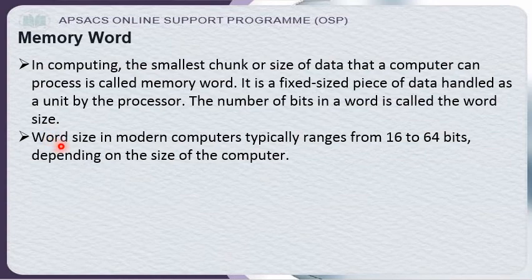Word size in modern computers typically ranges from 16 to 64 bits depending on the size of the computer. It basically depends on the processor. The latest processors are 64 bit. Previously we had 32-bit processors. Right now we have 64-bit processors. A 64-bit processor means the processor can take 64 bits at the same time for processing.